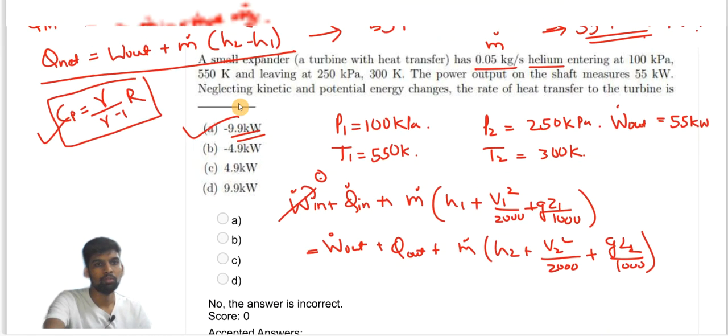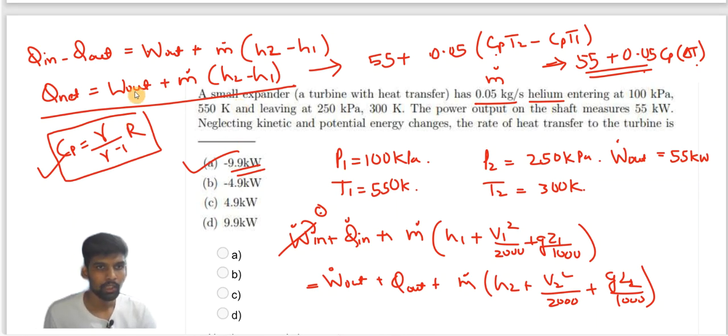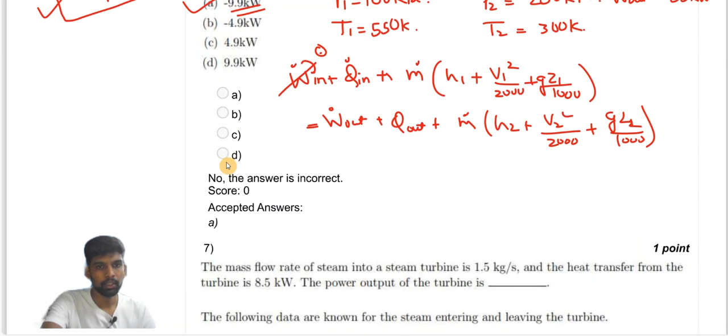Okay, so what does this negative sign indicate? The negative sign indicates that Q out is more than Q in. Net heat transfer is taking place out of the system. Whatever our system is, that means the expander, or we can say control volume to be more precise, our net heat transfer is out of our system, out of our control volume. So that's what this negative sign is indicating. Then next question.